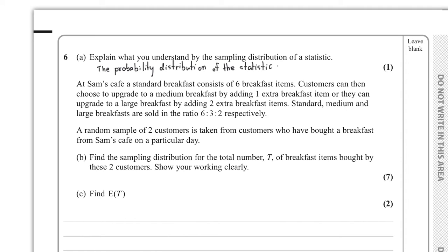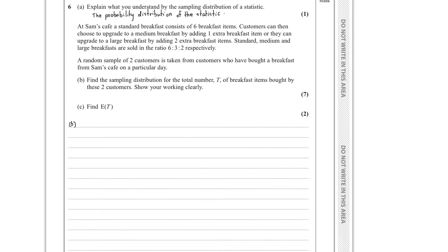Standard, medium, and large breakfasts are sold in the ratio of 6:3:2, respectively. A random sample of 2 customers is taken from customers who have bought a breakfast from Sam's Cafe on a particular day. In question B, we have to find a sampling distribution for the total number of breakfast items bought by these 2 customers. Show your working clearly.